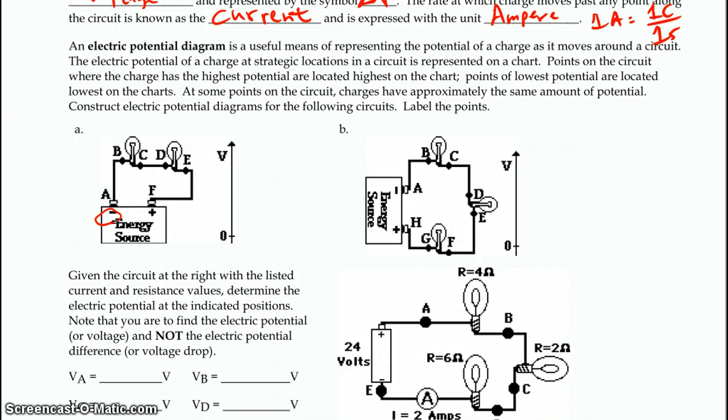Okay, now I'm going to start at the negative terminal of the battery. That's where the electron has the most energy. So it has the highest potential. So up here, I'm going to mark point A.